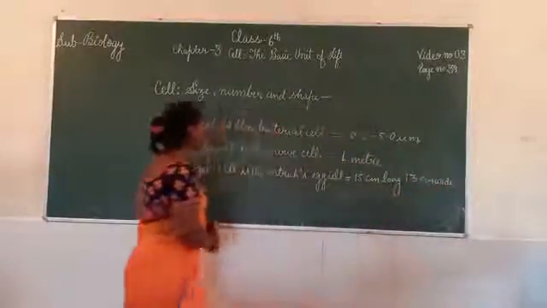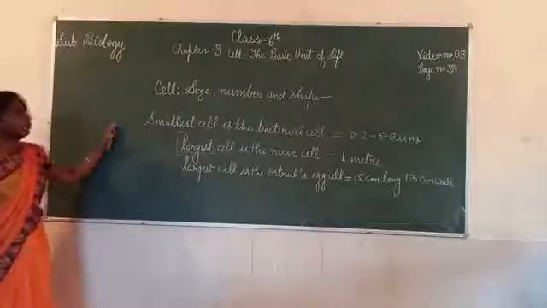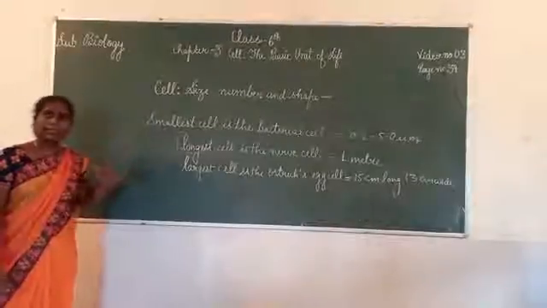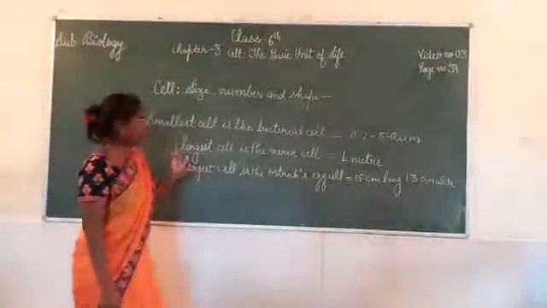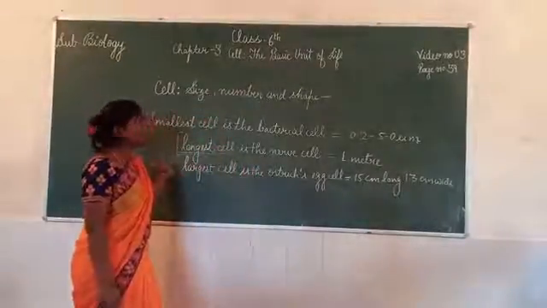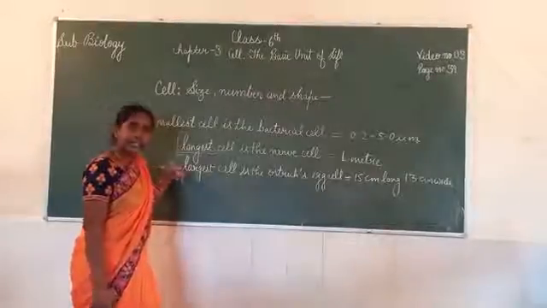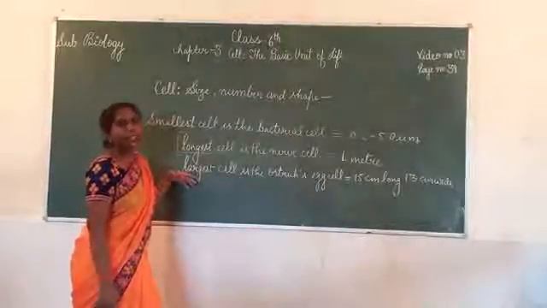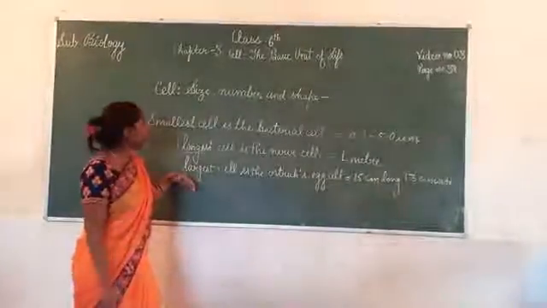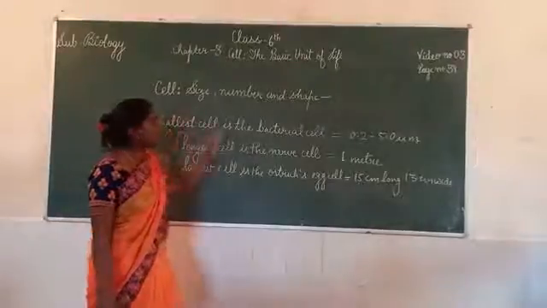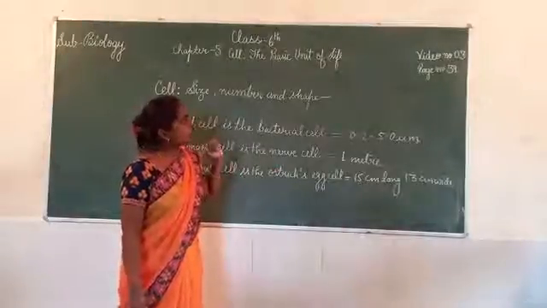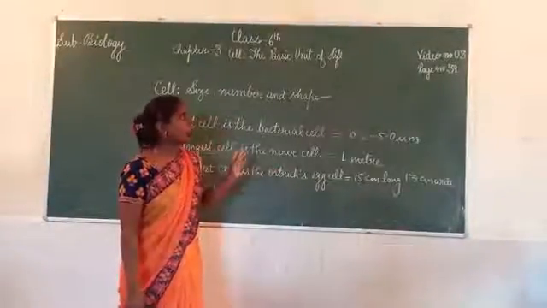Okay, children. So once again, look at it. I told that the cell is too small to be seen with the naked eye. So there is a need of a microscope to see the cell, and the size of the cell is measured in micrometers, which is about 1/1000 part of a millimeter. The smallest cell is the bacterial cell, that is about 0.2 to 5.0 micrometers.